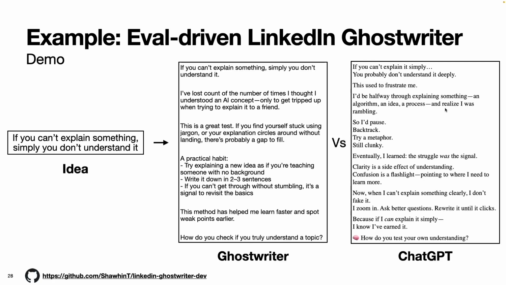It also likes using these threes. It likes to go like 1, 2, 3. Here's another example. Backtrack, try metaphor, still clunky. Zoom in, ask better questions, rewrite it until it clicks. While I don't really do that in my writing, I don't talk like that. I'm really happy with the final results here.